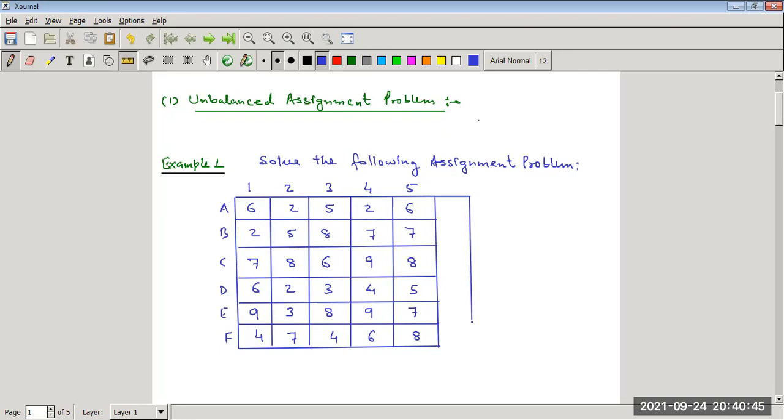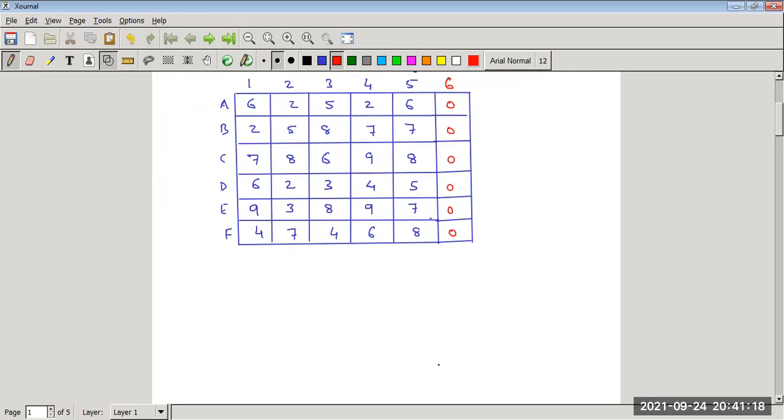So we add this as the 6th column. We call this the dummy column. Let me denote this by a different color, and the cost associated with each entry is 0. Right? So first we make it a square matrix. Now we solve this assignment problem by Hungarian method.